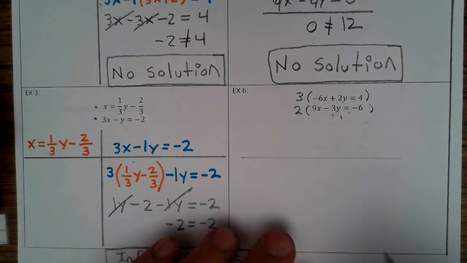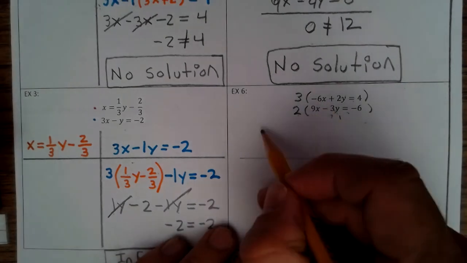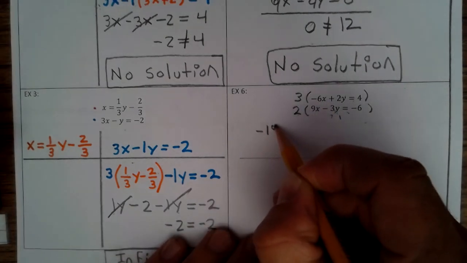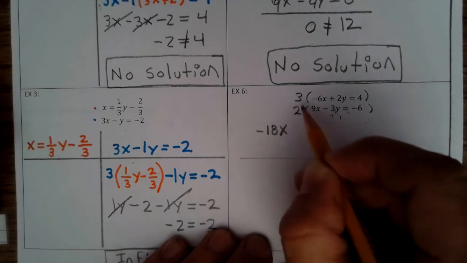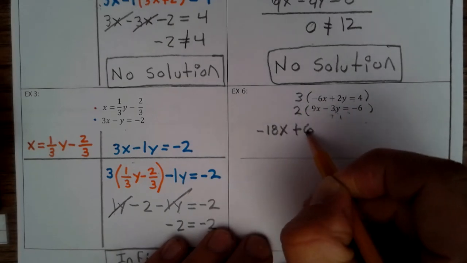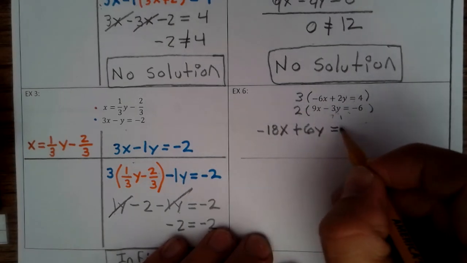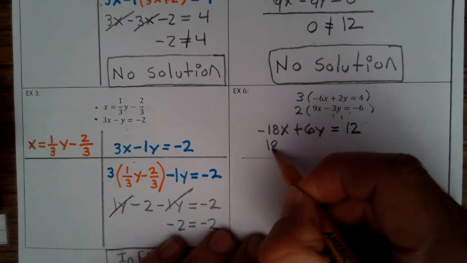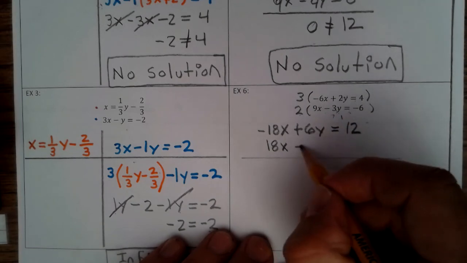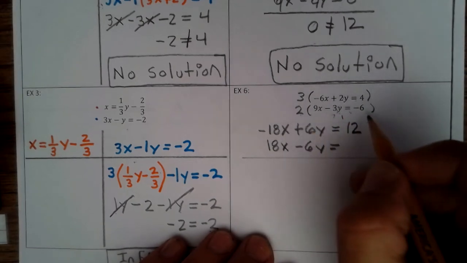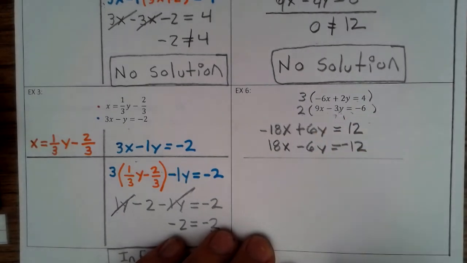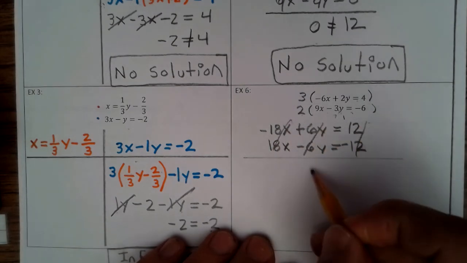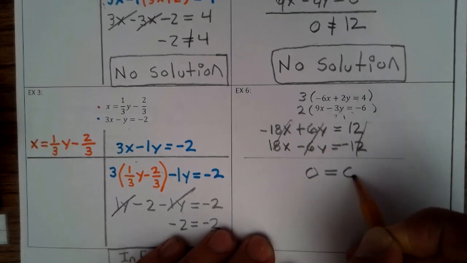Okay? So 3 times negative 6 is negative 18x. 3 times negative 2 is a positive 6y equals 4 times 3 is 12. 2 times 9x is 18x. 2 times negative 3 is negative 6y. And 2 times negative 6 is negative 12. Well, everything cancels. You're left with 0 equals 0.